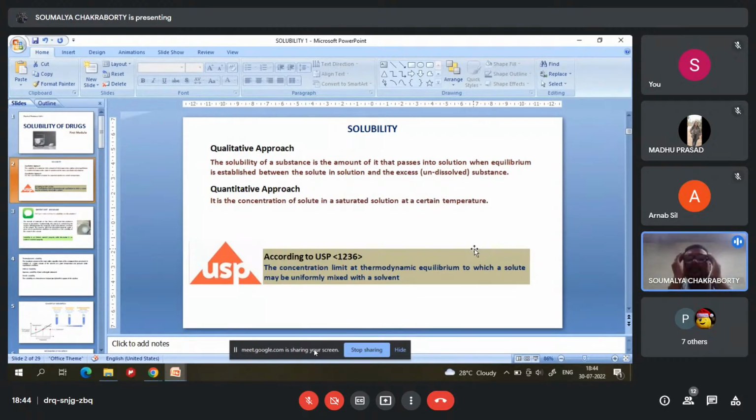It is the concentration of solute in a saturated solution at a certain temperature. So basically now I expect you have understood what is the meaning of qualitative and quantitative approach of solubility, and what is that equilibrium. It's a dynamic equilibrium, why it is not a static equilibrium, right?